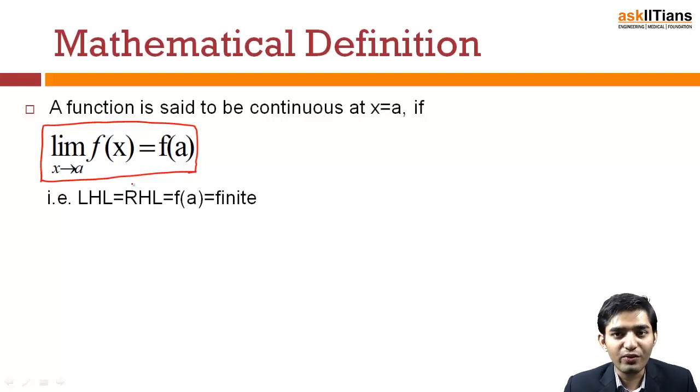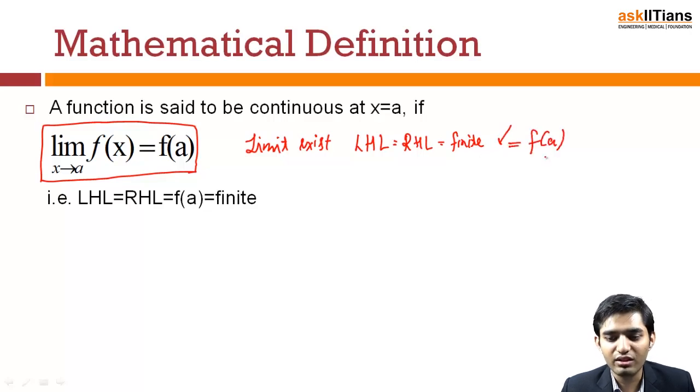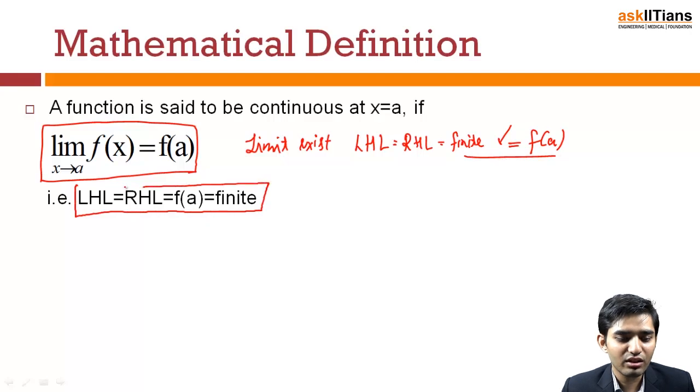Now for a limit to be defined, what is the condition? I just now told you in the first slide, right? What is the condition for a limit to exist? The limit will exist if LHL is equal to RHL is equal to a finite value. This is the condition for the limit to exist. So the limit should exist and also this should be equal to the value of the function, then it will be continuous. So this will be the condition for a function to be continuous.